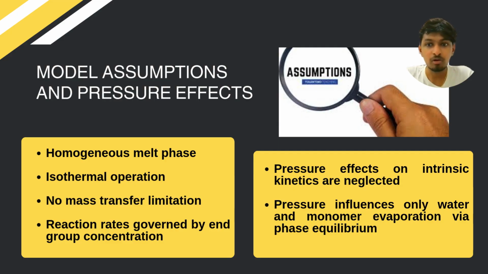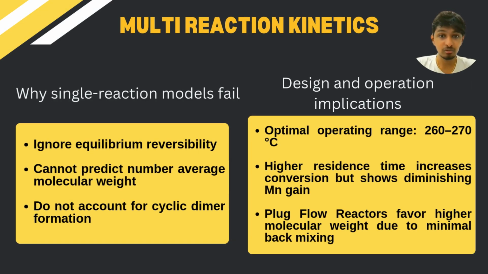Pressure involves only water and monomer evaporation through the phase equilibrium, consistent with Tai et al., based on the 1982 journal. Single reaction models fail to predict the equilibrium effect, molecular weight, and cyclic dimer formation. Multi-reaction kinetics identify an optimal operating range of 260 to 270 Celsius. High residence time increases conversion, but molecular weight shows diminishing gain. Plug flow reactors favor higher molecular weight due to minimal back mixing.